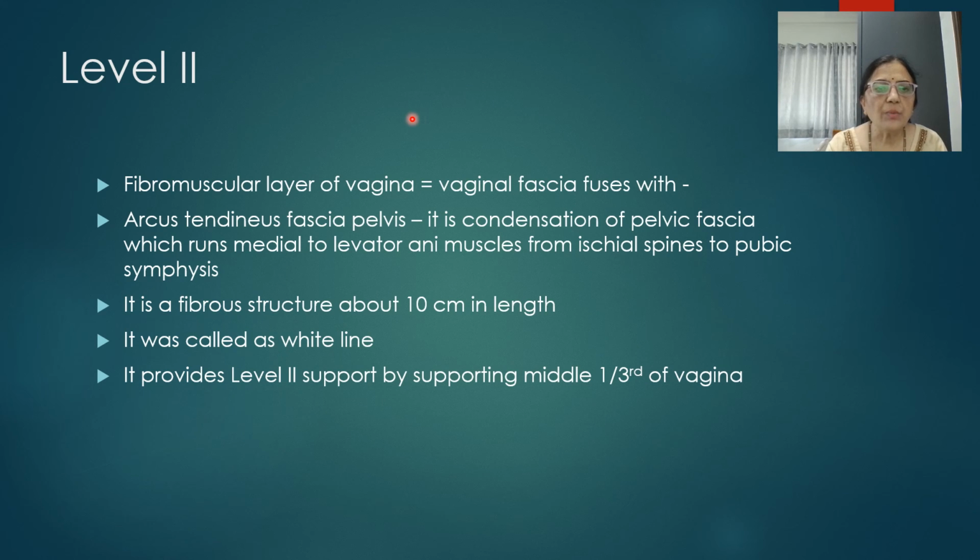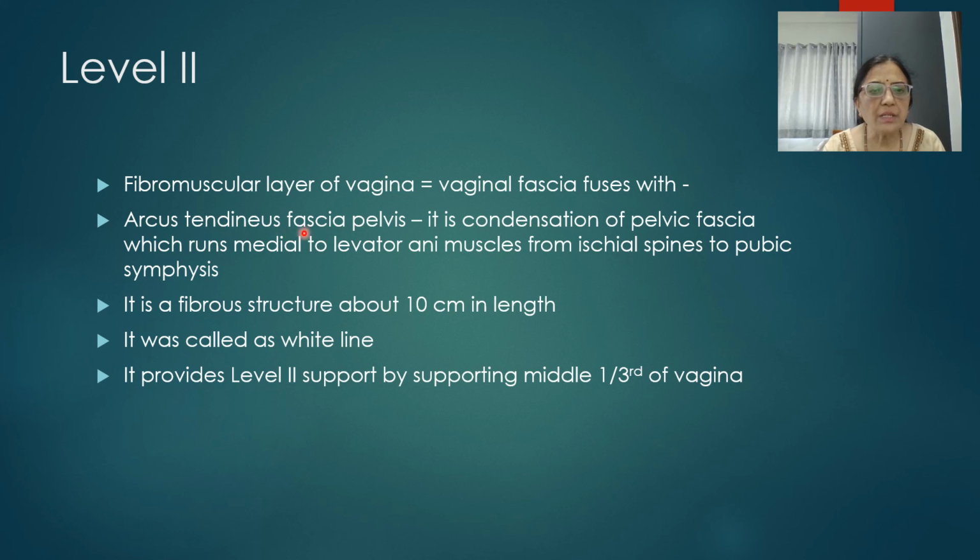Level 2 DeLancey support is to the middle portion of the vagina, or middle one third of the vagina, and it is provided because there is an attachment between the fibromuscular layer of the vagina with the arcus tendineus fascia pelvis. Fibromuscular layer of the vagina we have already seen. It was previously called vaginal fascia, but now it is called fibromuscular connective tissue of the vagina. It fuses with the arcus tendineus fascia pelvis.